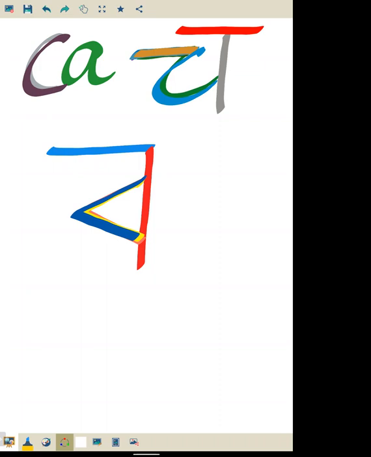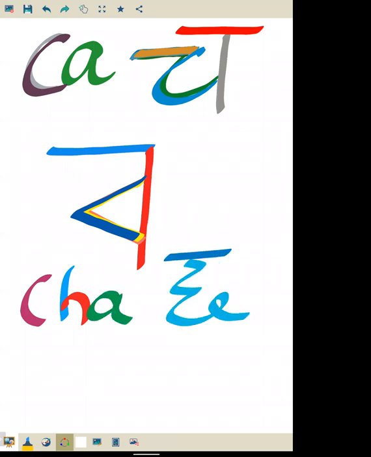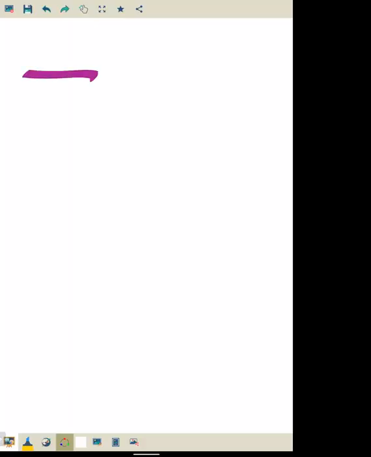Now what about the next cha? I can write it here. You see? Not much difference, see here. Again, the same as the previous cha. But for this one, you have to again make a small stroke, a small round to the right, downward. This is cha. Please note down. Again, I can write both so you can easily recognize them.